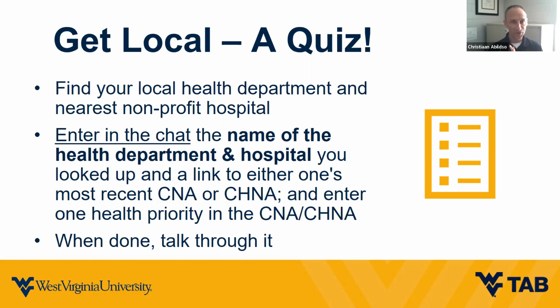So when you're doing that, enter in the chat the name of the health department or hospital that you found, and dig into the table of contents and the document itself to see if you can find the priority health needs. So enter one health priority in the chat. It should say enter one health priority in the chat rather than the CHNA, the needs assessment.